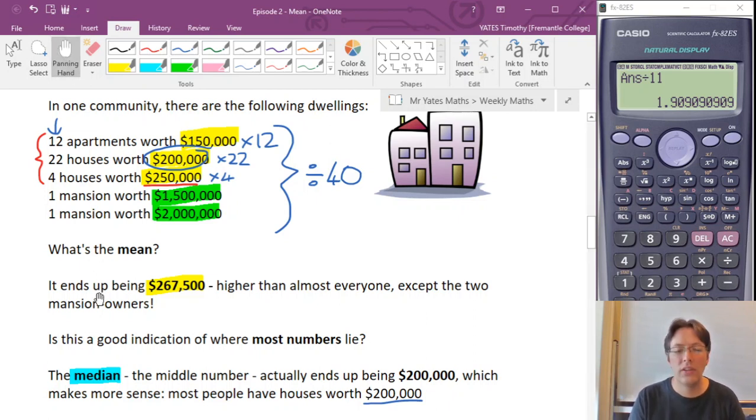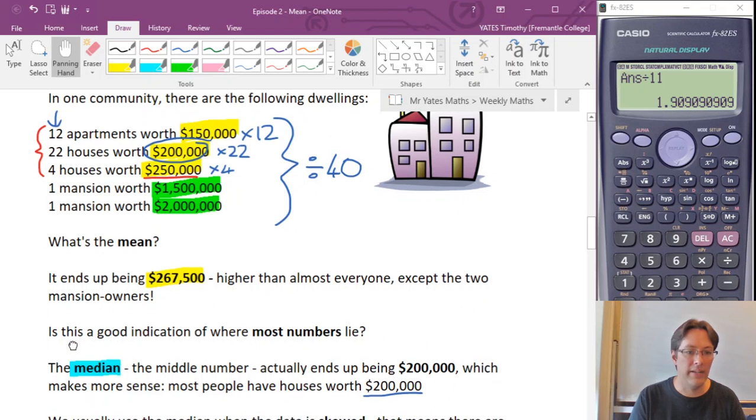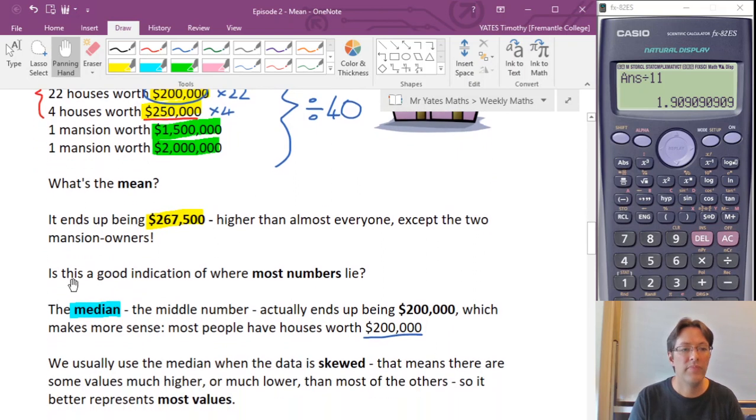So where do we want to use the median? When do we know it's a good idea? We usually use the median when the data that we've got is skewed. That is, there are some values that are much higher or much lower than most of the others. And that means that it will better represent most values.